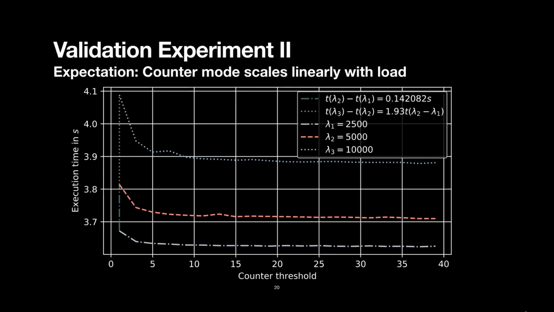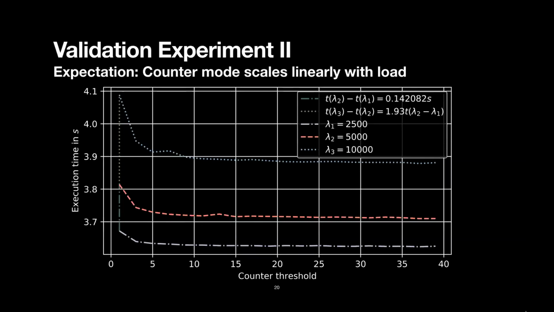A higher lambda value corresponds to a higher network load. The initial differences between the execution times are plotted here as vertical lines between their respective plots. And these distances stay roughly the same along the counter thresholds on the x-axis.